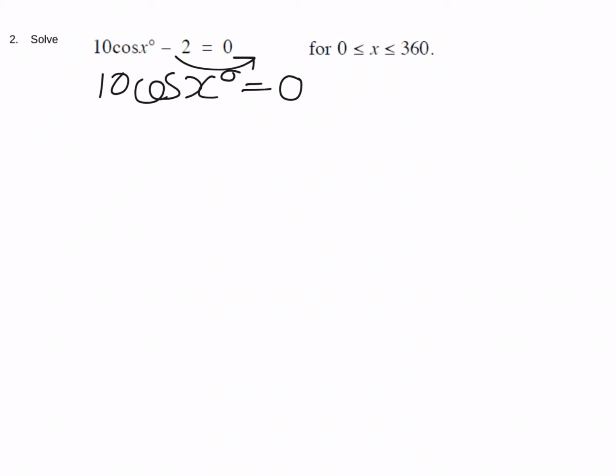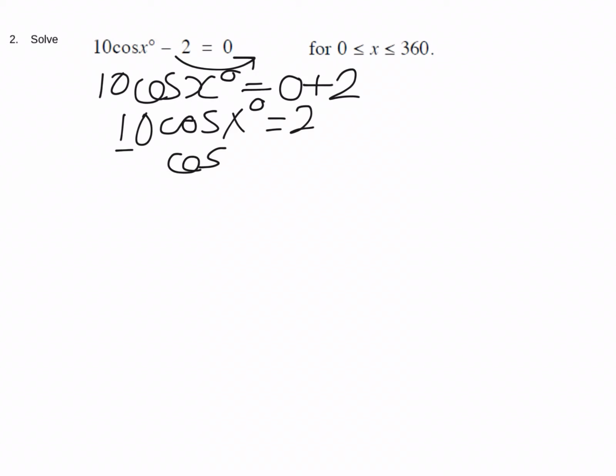When that minus 2 moves across, what's happening? Well, it's going to get added onto the other side. Really what you've got here is 10 cos x equals 2. What's moving over next? The 10. What's happening to the 10? Well, what's the 10 doing? The 10 is multiplying by cos x. The opposite of multiply is to divide. You can key that in your calculator just now, the 2 over 10 if you want, or you can just go straight to find x.